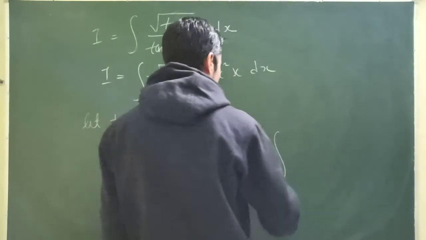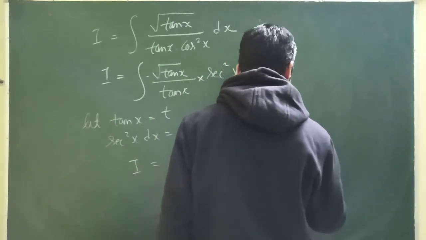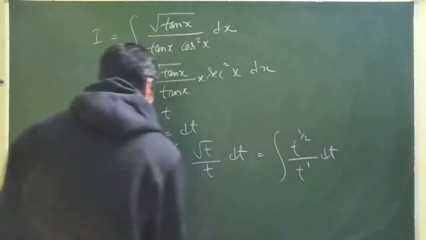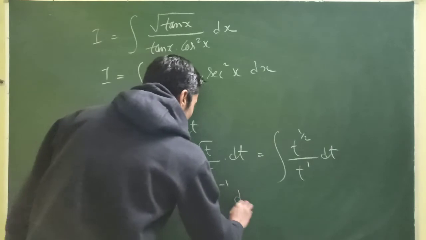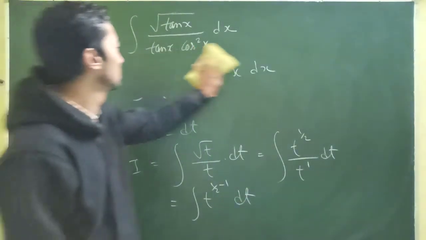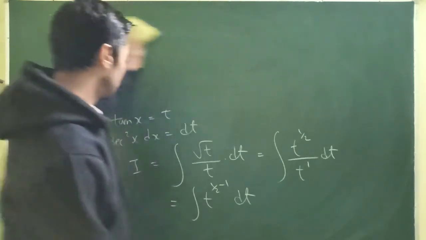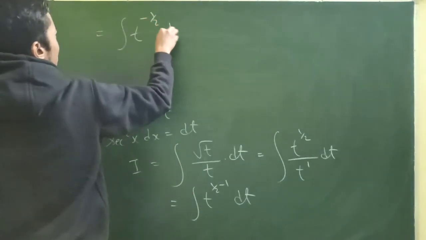That is t power 1 by 2. We can do it directly also, t power 1 dt, but I'm just showing the simplification to see. It's up to you. So t power 1 by 2 minus 1 dt. So that is the integral of t power minus 1 by 2 with respect to t.